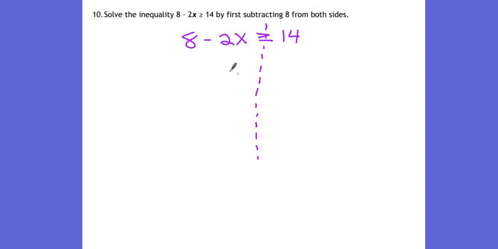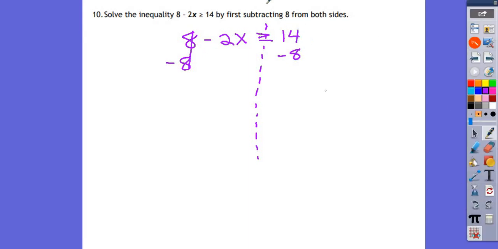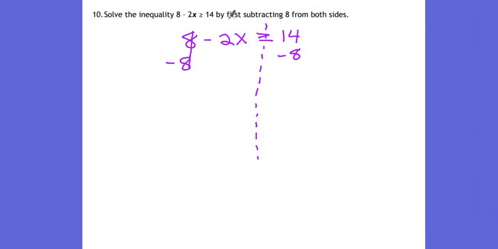Who does Miss Adams say to move away first? The kids, which would be 8, and it's a positive 8. How would I move the 8 over? Subtract 8 from both sides. Whoa, gosh, I didn't want to draw a line there. Notice how it said solve this by first subtracting 8. Did I subtract 8? Yes. So we're doing it like Miss Adams said to solve these problems. We got rid of the kids.